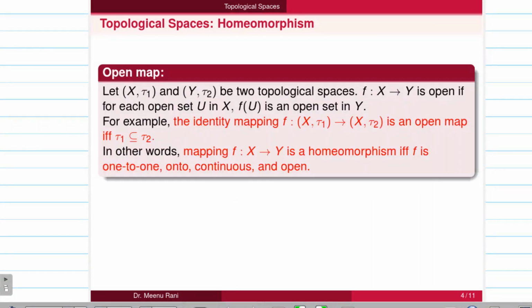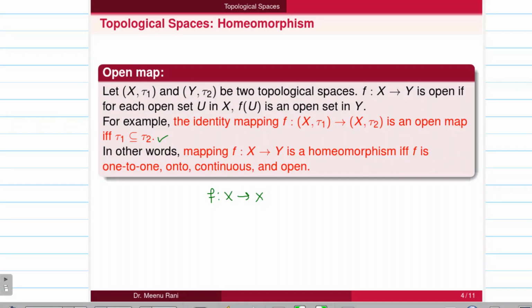Further we discuss open map. Let X and Y be two topological spaces. Then a function f from X to Y is open if for each open set U in X, its image, that is f of U, is also open in Y. For example, the identity function f from X to X is an open map if and only if τ1 is contained in τ2, where τ1 and τ2 are two topologies defined on the same set X.